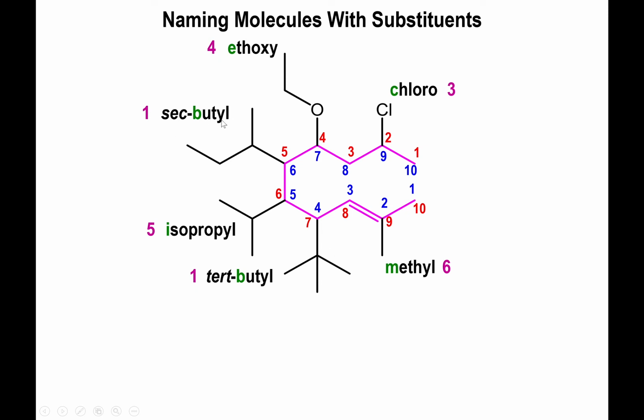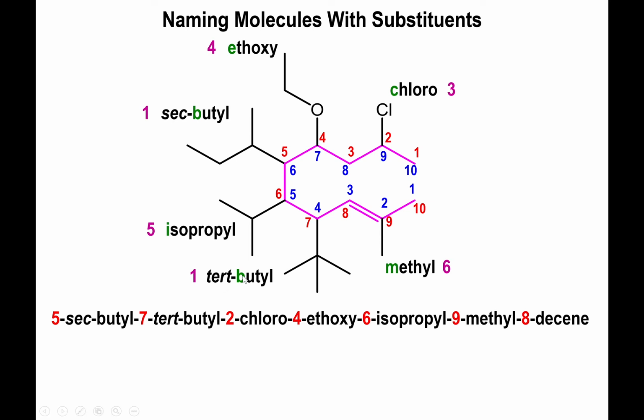Now, in terms of sec-butyl and tert-butyl, as I mentioned earlier, they're both present in the molecule. So here, and only here, we're allowed to look at tert and sec to make the distinction. And S, alphabetically, comes before T. So sec-butyl will be number 1, tert-butyl will be the second one in the order. So notice what we have here. We have sec-butyl, followed by tert-butyl, followed by chloro, followed by ethoxy, followed by isopropyl, followed by methyl, and ending with decene. And the reason we're naming this decene is because we have 10 carbons and there is an alkene present in there.